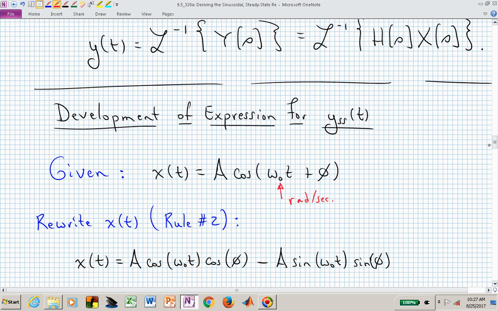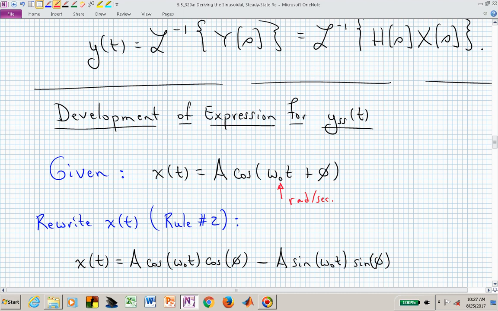So let's rewrite x of t by using rule number 2. And if you've forgotten rule number 2, that's just the cosine of a sum of two angles, which I've repeated here. But now one of the angles is omega naught t, and the other angle is phi. So if we apply that formula, that's what we end up with. We now have a two-piece expression for little x of t, the signal that we're using to shake the system.